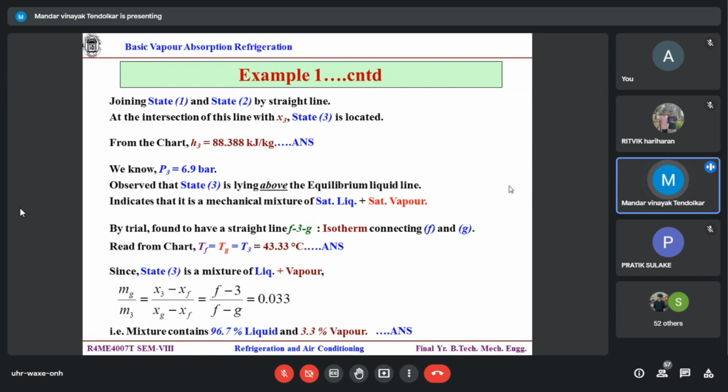It is the opposite, right, the lever rule. Yes, sir. If your point 3 is close to G, that means the majority is converted into vapor, and a very small amount remaining is liquid. So are you getting the fraction? Sir, around 4%. Fine, no problem. 4, 5, 6, that's not an issue.